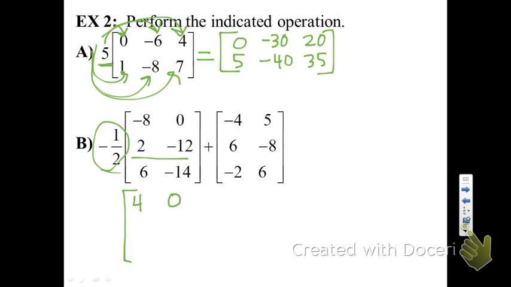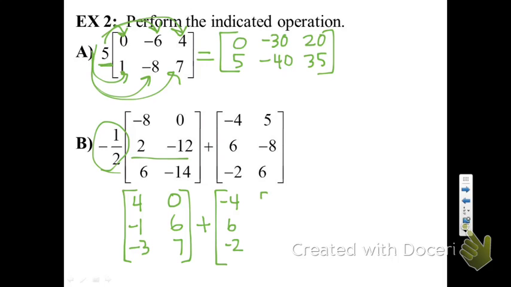And then I'll go to the second row. Negative 1 half of 2 is negative 1. Negative 1 half of negative 12 is 6. And then I'll do that bottom row. We get negative 3 and 7. Once I have that established, then I'm going to perform the indicated operation.